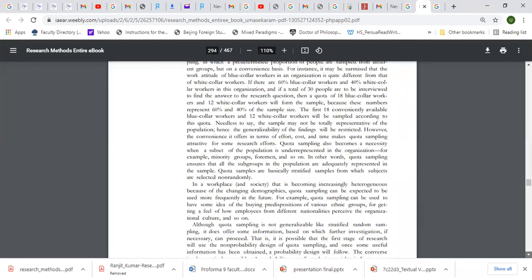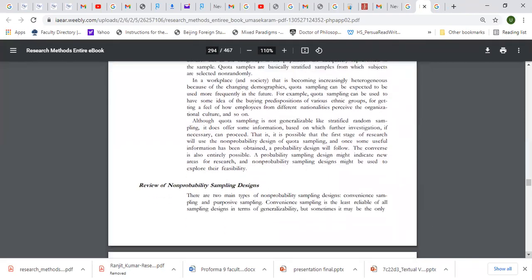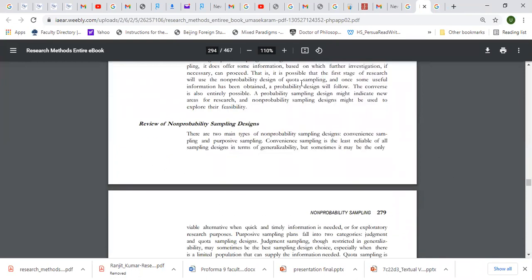And this is for the sampling designs. But remember that any sample that you're selecting, you need to select it on the basis of your own study. Whatever you're studying, on the basis of that, you're going to select your sample.